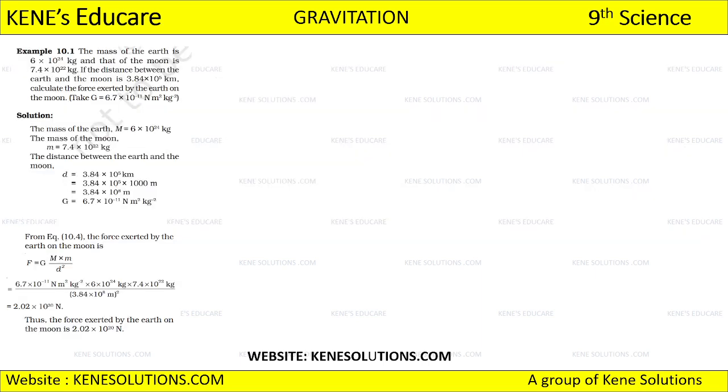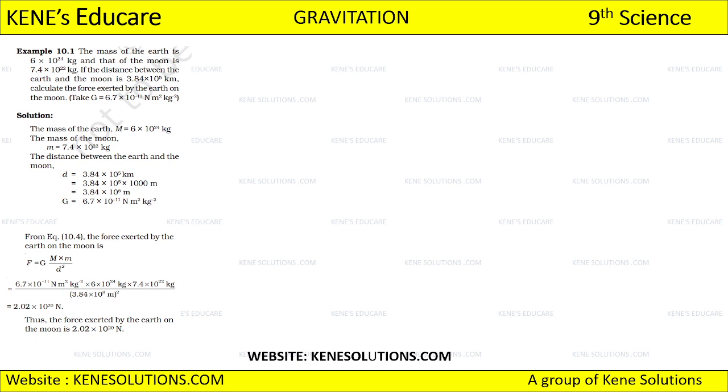After this, we will be discussing example 10.1: how can we calculate the force exerted by the earth on the moon? Over here we are going to use the same formula that we have, that F is equal to capital G, capital M, small m upon d square. Now you know how it has been derived, right? So we'll be discussing that in detail.